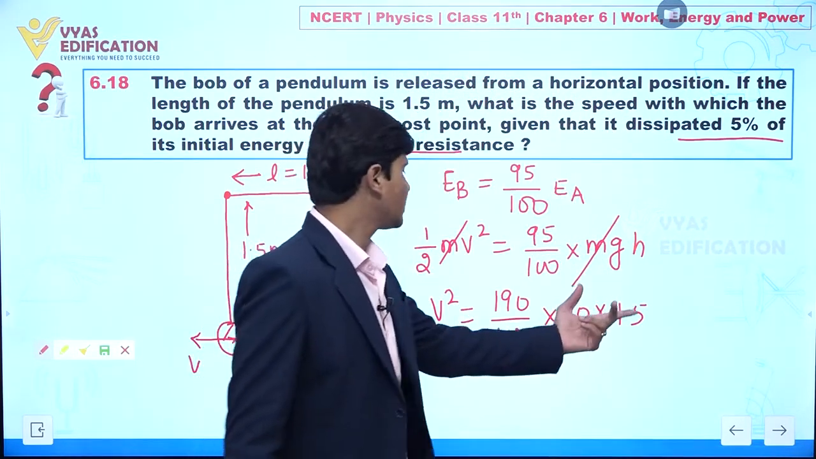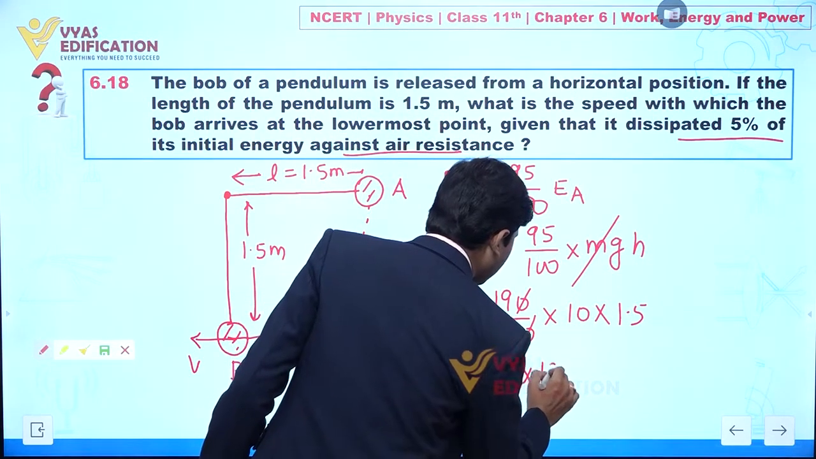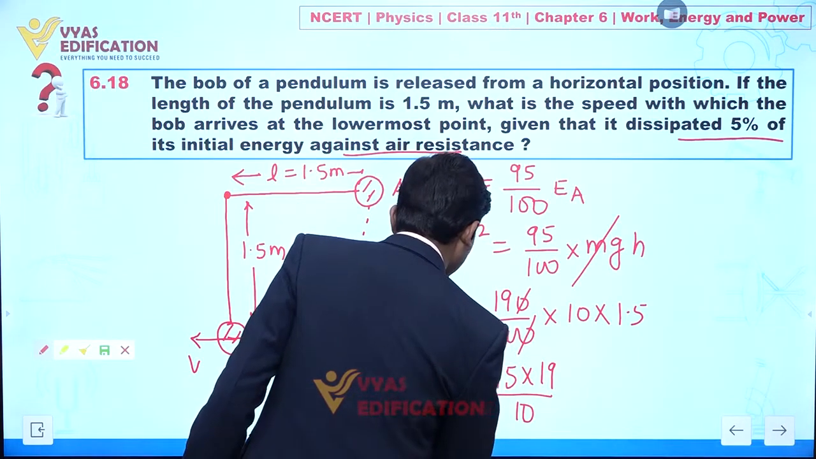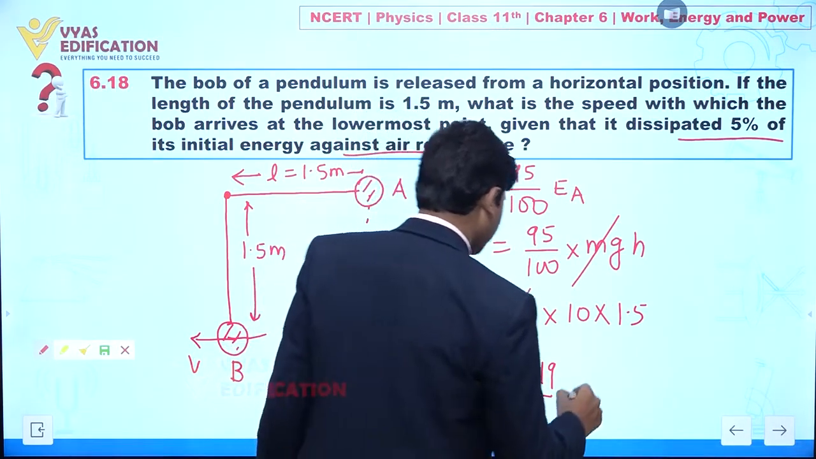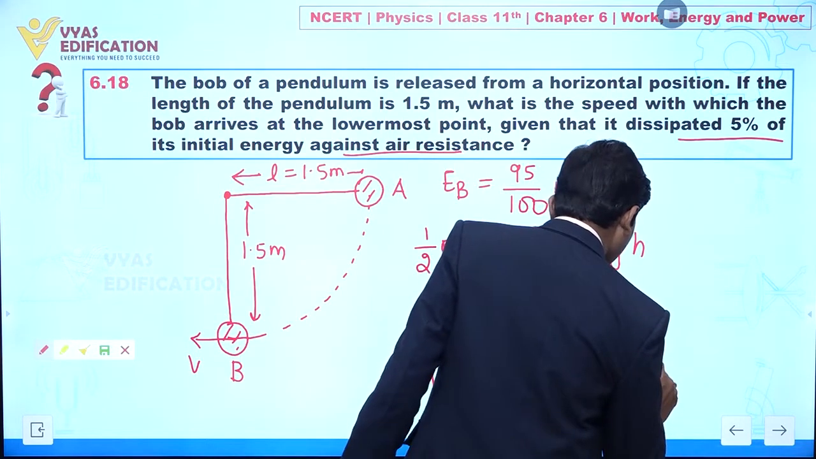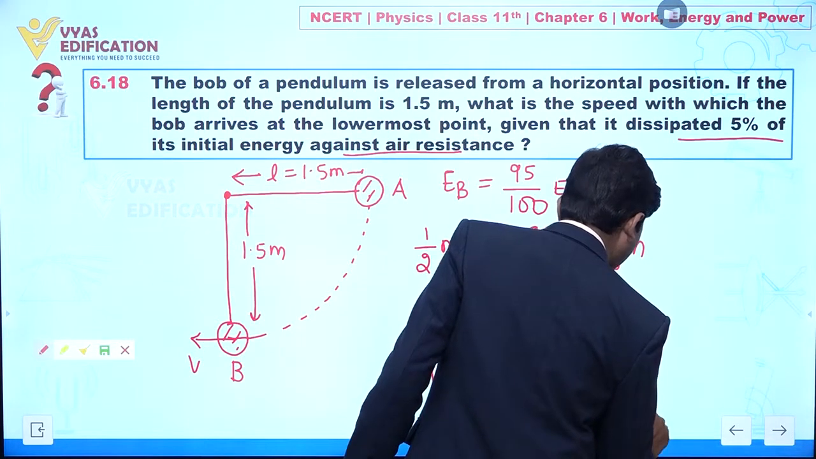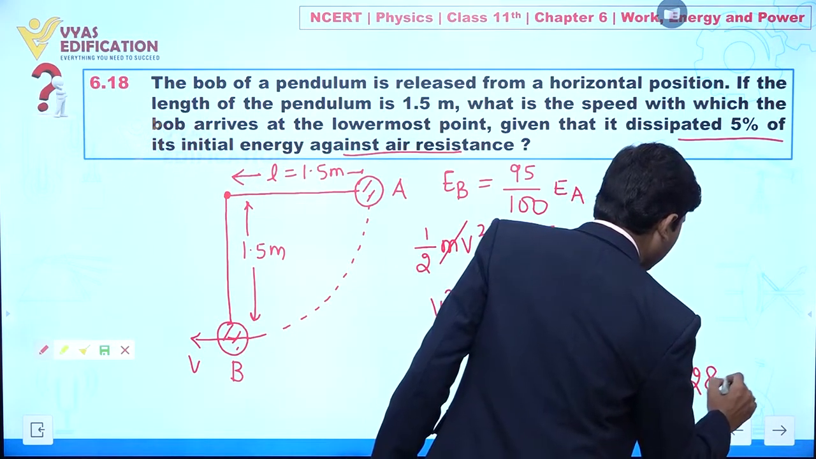So directly we can say 15, this one and this one cancel out, so 15 into 19 divided by 10 is v square. Clear? So from here, if we multiply 15 by 19, we get 285, so this divided by 10 gives 28.5.